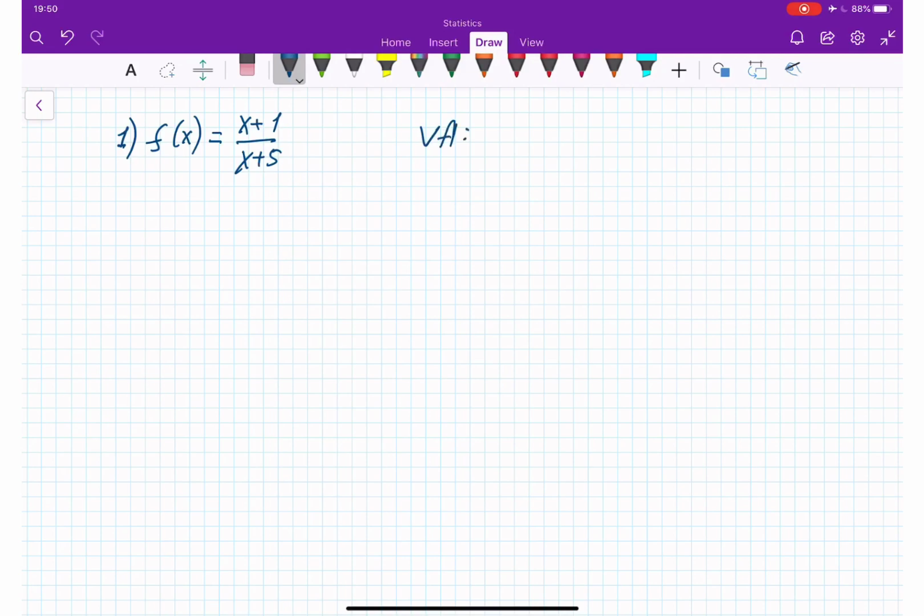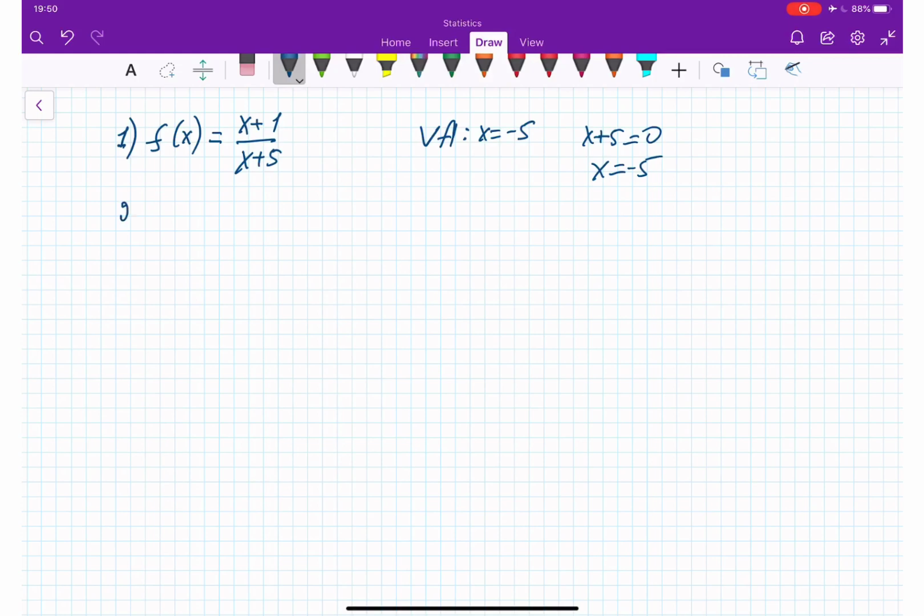The vertical asymptote is the value of x. It's an equation of x where the denominator becomes 0. So here if we write down x plus 5 is equal to 0, x is equal to negative 5. That is going to be our vertical asymptote.